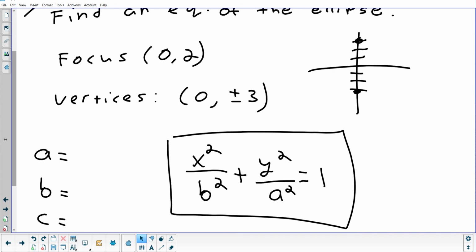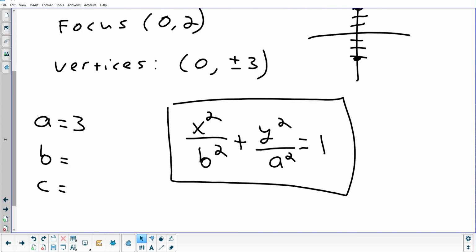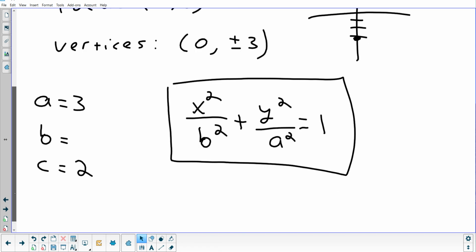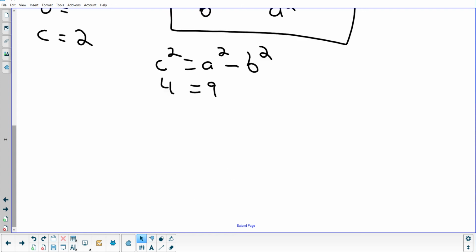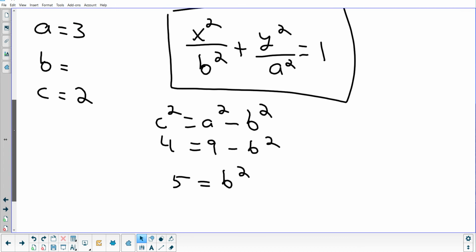Okay, what's A? 3. 3, center to vertex. B is the one you can't directly find, but C you can. What's C? 2. And then what's my equation to find B? C squared equals A squared minus B squared. So we get 4 equals 9 minus B squared. And what's B squared? 5. You don't need B. We're not sketching. Really, you need B squared.